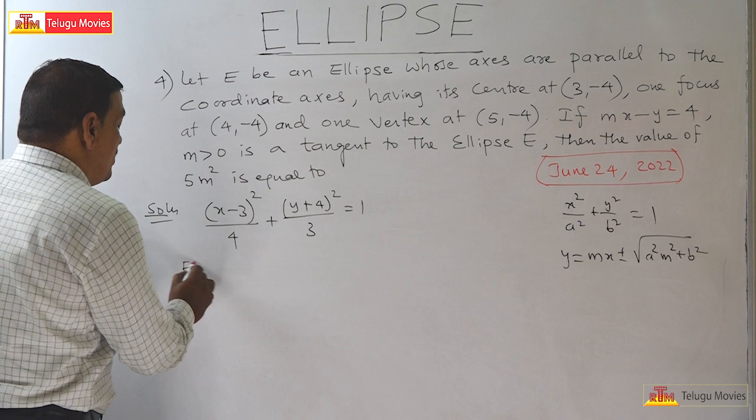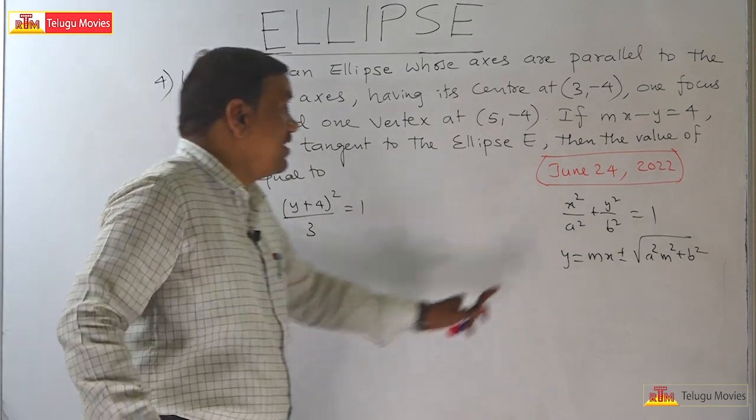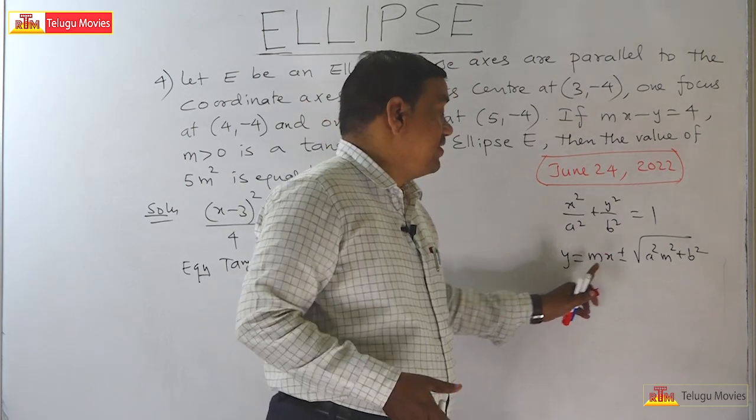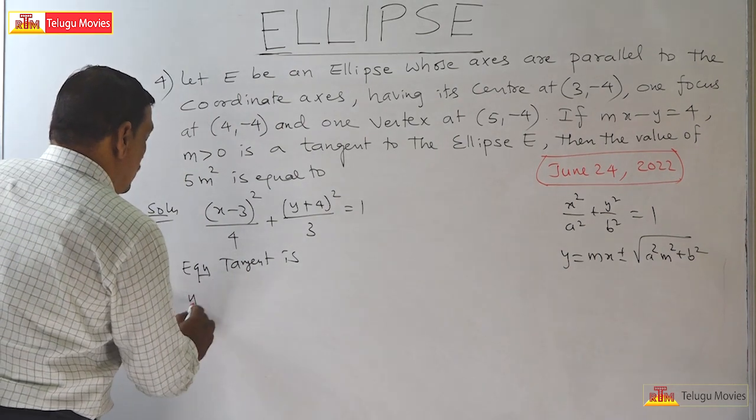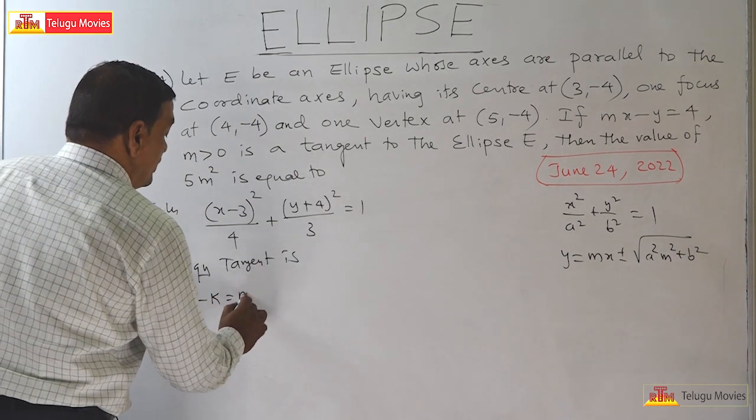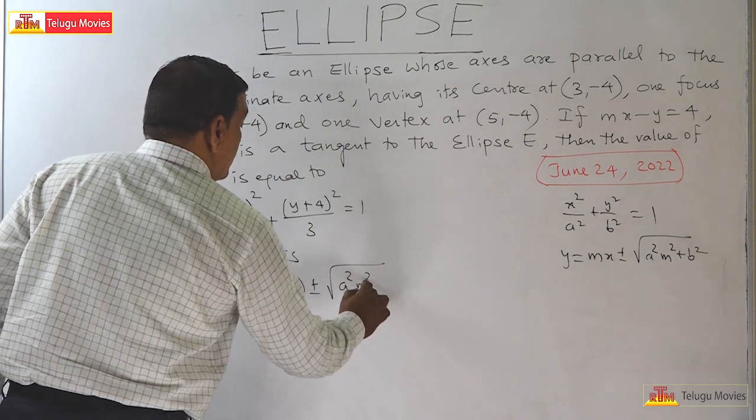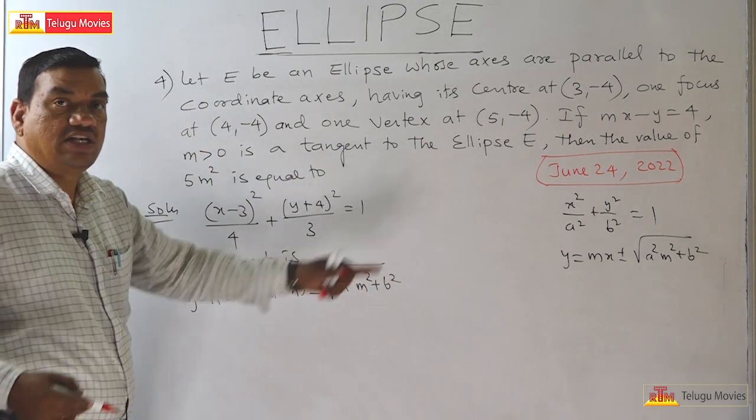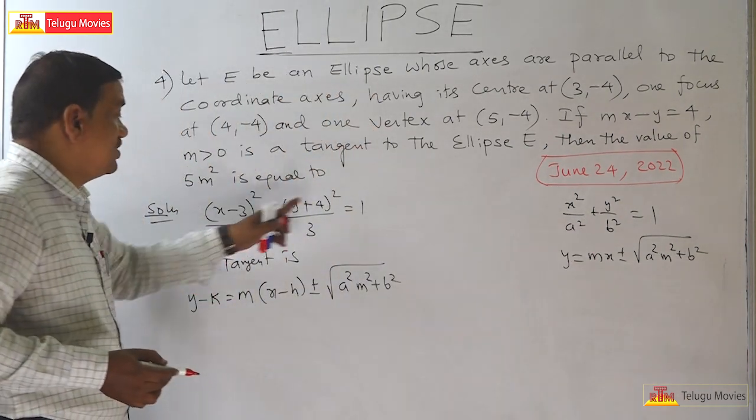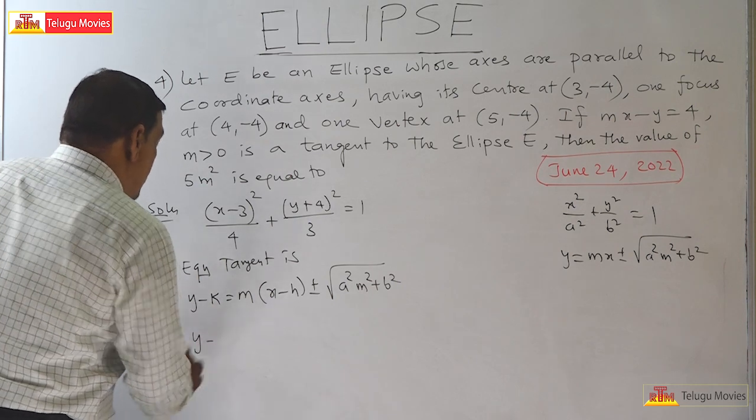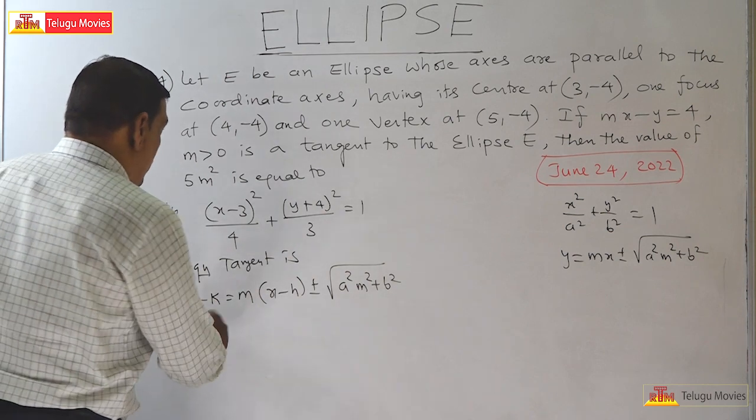Therefore, your equation of the tangent is, wherever y is there, substitute y minus k, and wherever x is there, substitute x minus h. So, y minus k is equal to m into x minus h plus or minus root of A square m square plus B square. You understand, catch this point. For the ellipse with center 0 comma 0, here the center is h comma k. So, what is our k value? The k value here is minus 4.